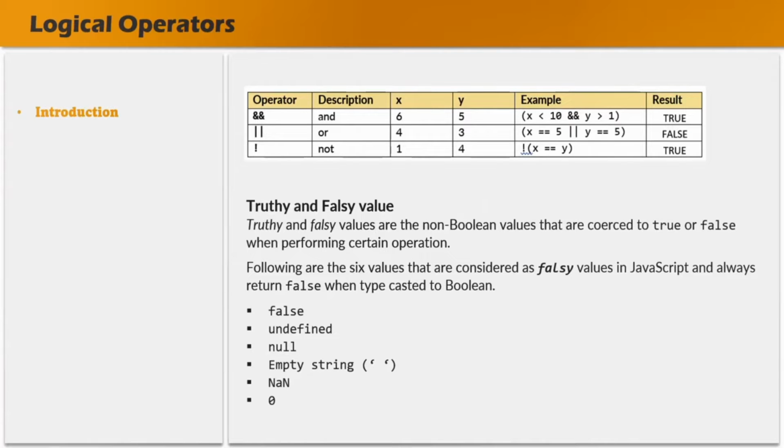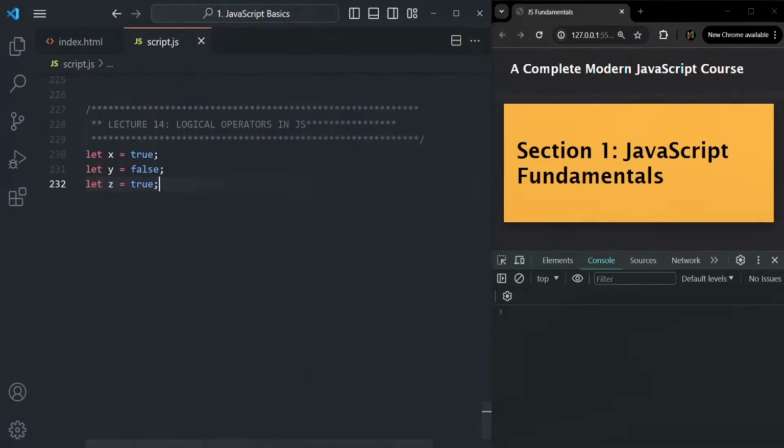So in other programming languages, you can only apply logical operators like AND, OR, and NOT on a Boolean value. But in JavaScript, you can also apply logical operators on a non-Boolean value. And we will learn about that in a bit in this lecture. Let's first understand how AND, OR, and NOT operators work. Let's go to VS Code.